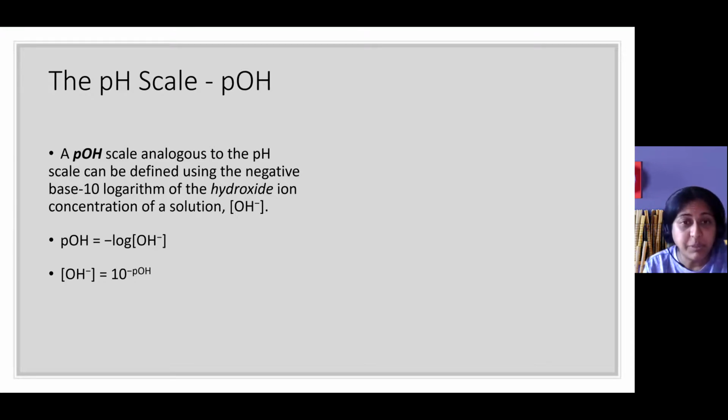Next, we talk about the pOH scale. What is the pOH scale? It is just the same as the pH, but instead of the concentration of hydronium ions, you use the concentration of hydroxide ions. pOH equals negative log hydroxide ion concentration. When we are given the pOH value, we can calculate the hydroxide ion concentration by taking 10 to the negative pOH value.